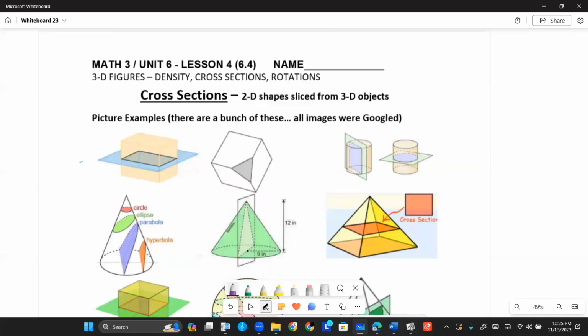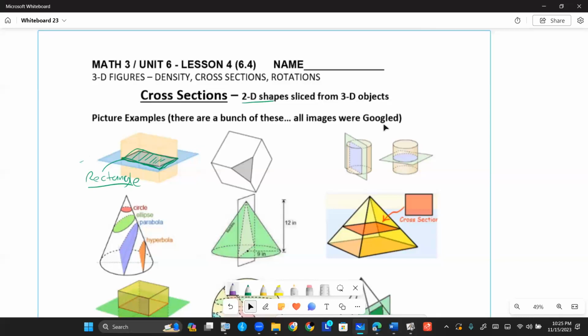Take a look at this rectangular prism. If I were to slice a plane through the middle of it and put this part facing toward me and look at that straight on, what kind of shape is that going to be? Well, because this is a rectangular prism, this two-dimensional shape is simply going to be a rectangle. So a cross-section is simply what is that 2D shape that I get when I slice a 3D object.